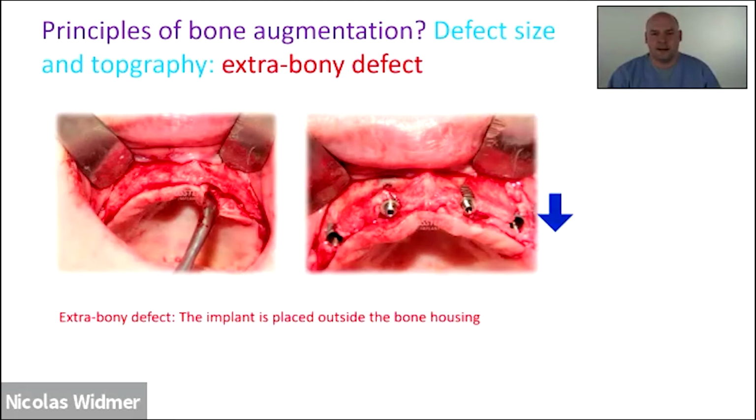On the other hand, the extrabony defect mostly appears when several teeth are missing. We have a bigger resorption, and these implants do not have neighboring structures like teeth or bone. So in the extrabony defect, the implant is placed partially or a large part outside the bone housing.